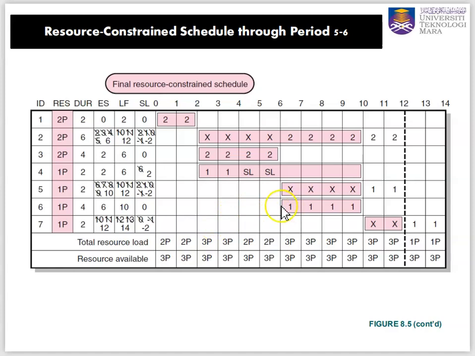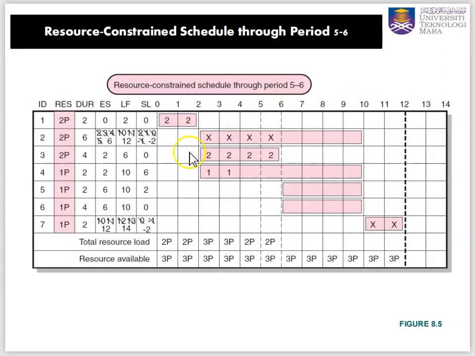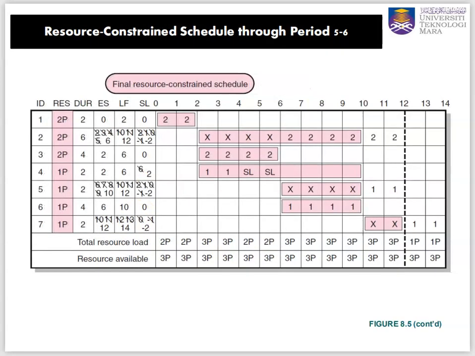And then we choose activity 6. Okay, why do we choose activity 6? Activity 2 is minus 2. Activity 6 is 0 slack. Activity 5 is slack 2. So we choose activity 6.